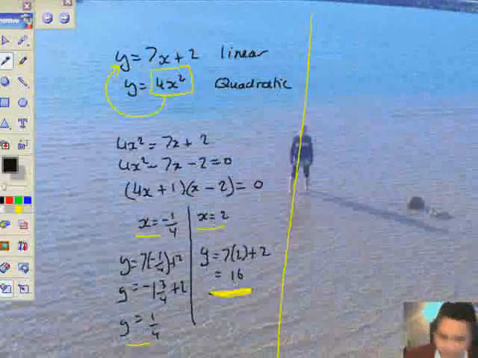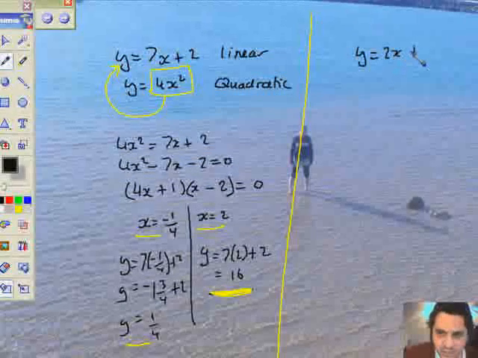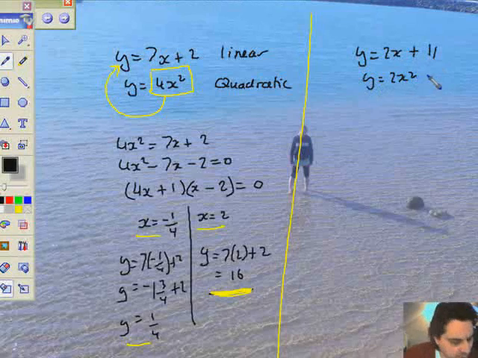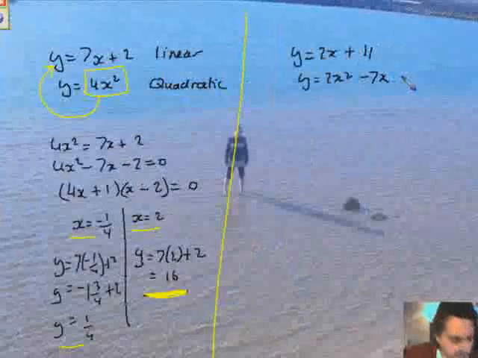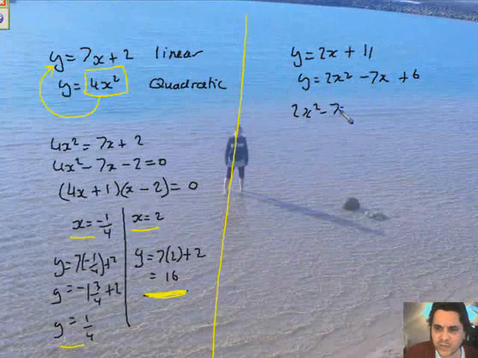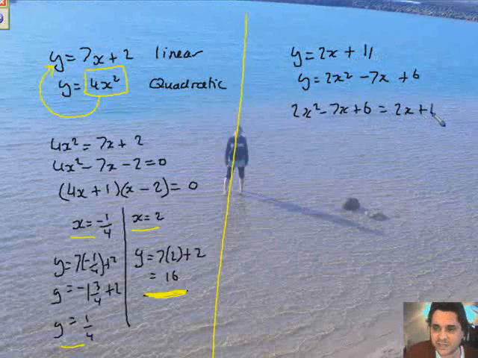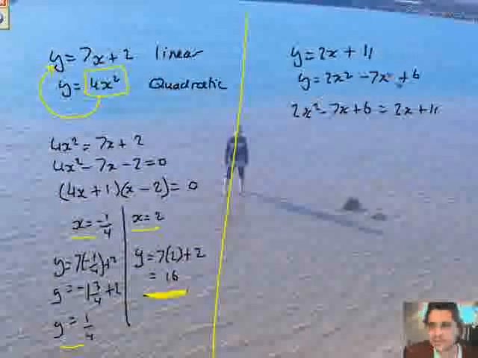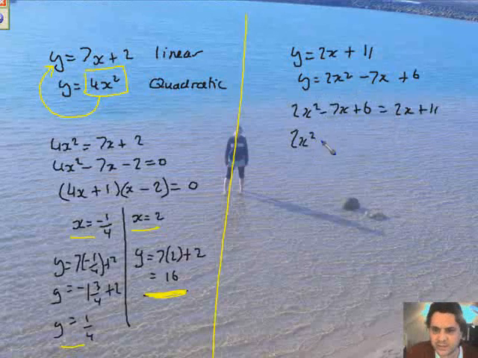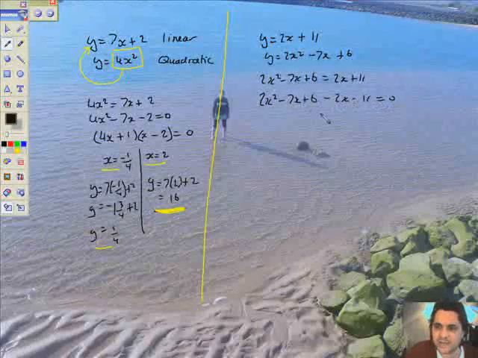Let's do C now. Question 2e, I'm going to go for it. I've got y equals 2x plus 11. I've got y equals 2x squared minus 7x plus 6. Again, merging the two, I've got 2x squared minus 7x plus 6 makes the equivalence of 2x plus 11, because y equals y, so their equations on the right hand side are also equal. Bring it all to the left hand side. 2x squared minus 7x plus 6 minus the 2x minus the 11 is 0.